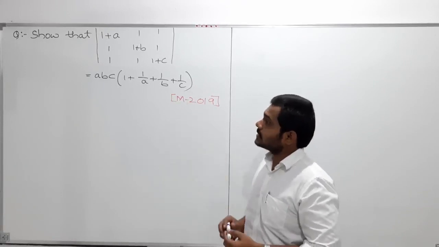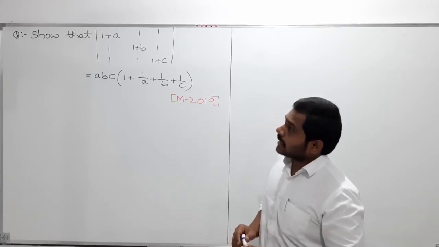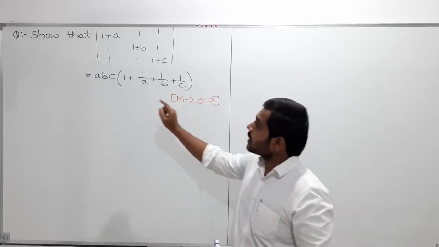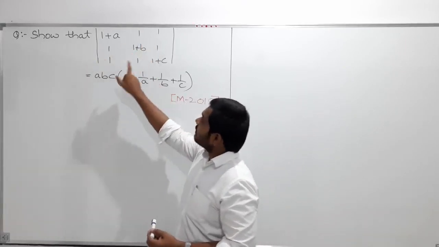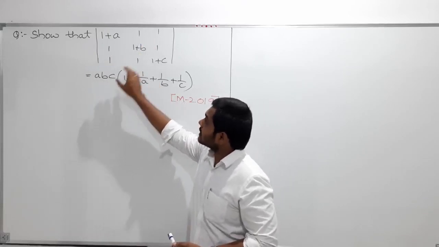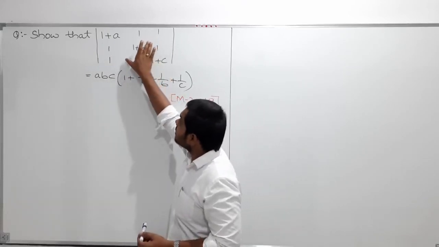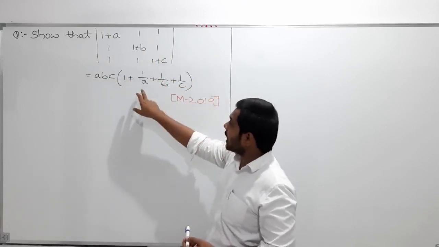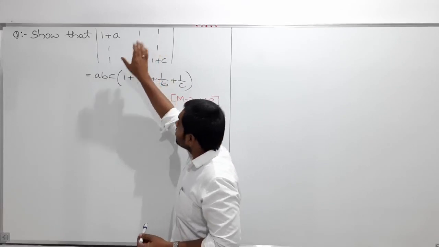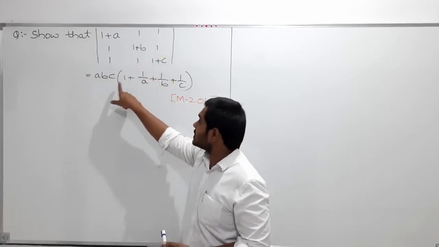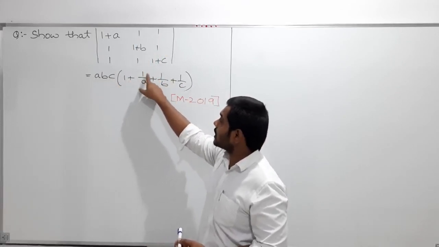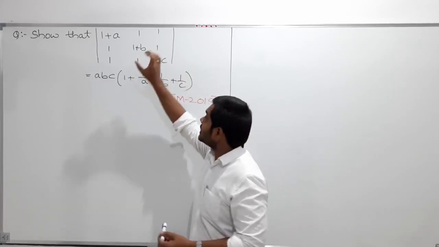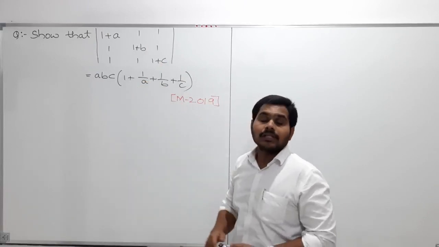So here, my dear students, is one problem that I wrote. What is that problem? The problem given to you is: show that this determinant value is equal to ABC. We should show that this determinant value is equal to ABC. Here there is no space, so I wrote it below. This determinant is equal to ABC into (1 plus 1 by A plus 1 by B plus 1 by C). I should show that this determinant value is equal to this much.